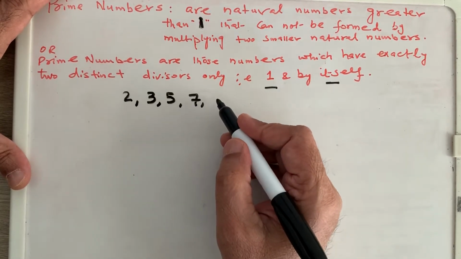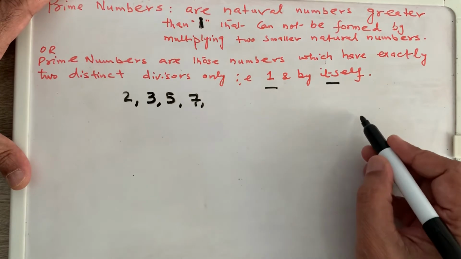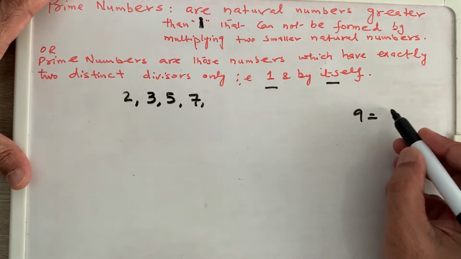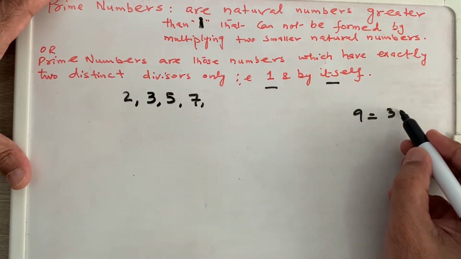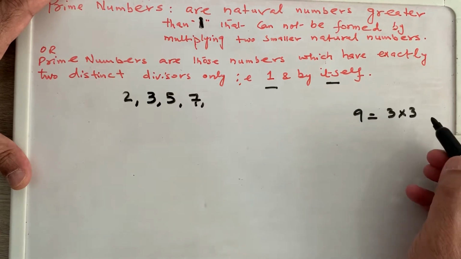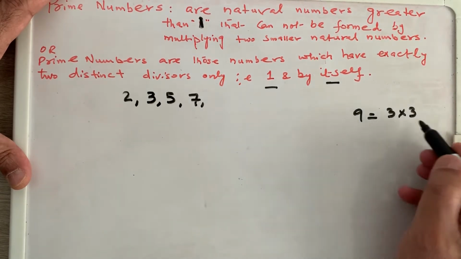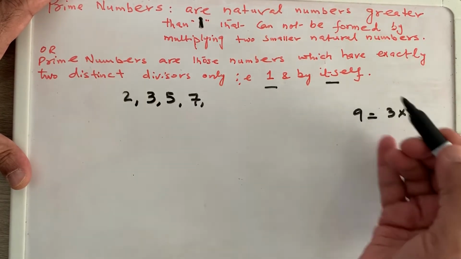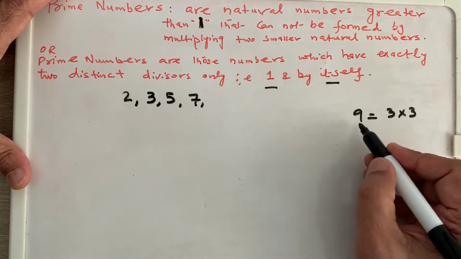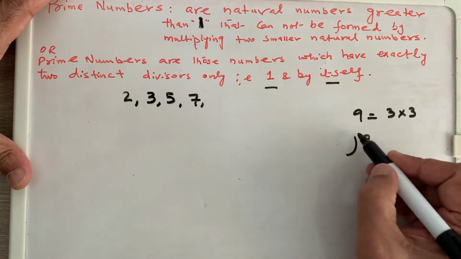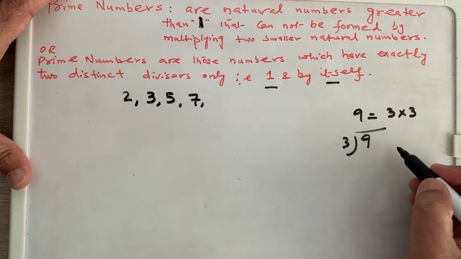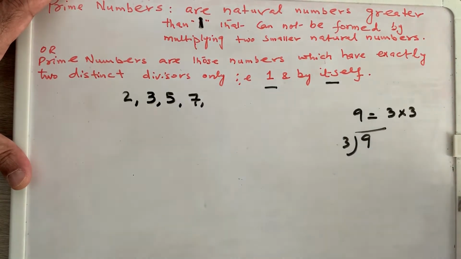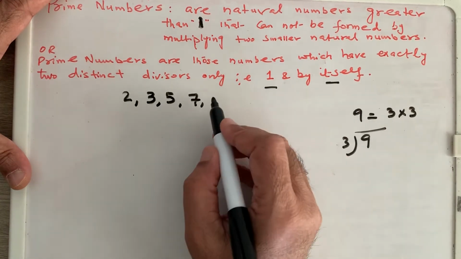9 is not a prime number because it can be formed by two other natural numbers. That is 3 times 3 is 9, right? So that can be formed by multiplying two smaller numbers. So it has got more than two distinct divisors, right? It has got 3 as another divisor. So it comes in another table, you can say. So 9 is not a prime number.